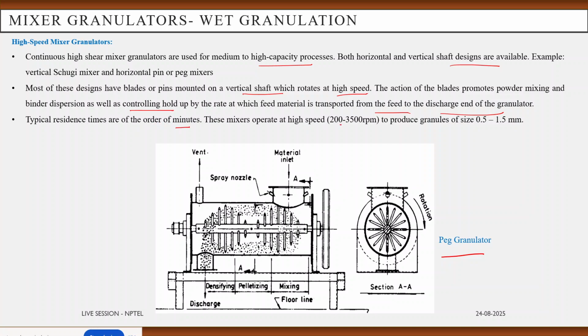The mixers operate at a high speed of 200 to 3500 rpm to produce granule sizes of 0.5 to 1.5 mm. This is an example of the peg granulator, which is used for ceramic glaze or for making carbon black particles.